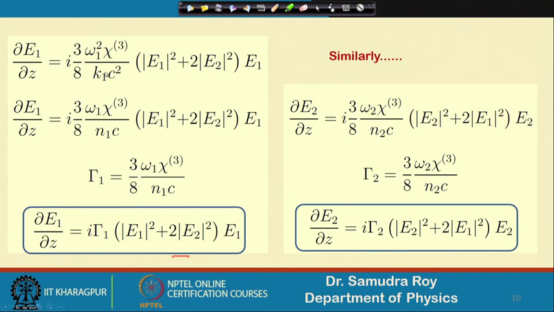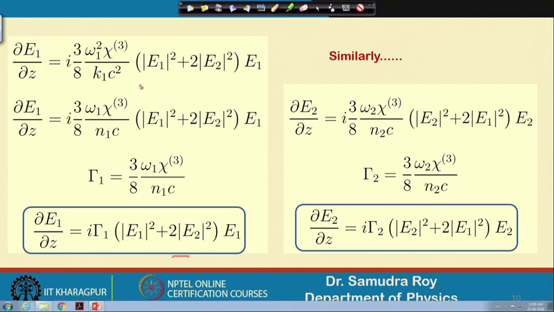So, here you can see that the 1 by k1 term is there, 3 by 8. So, the minus 1 can be absorbed in this i term. Important thing is what we are having here: mod of E1 square plus 2 times mod of E2 square, times E1. So, finally, we will have this expression.